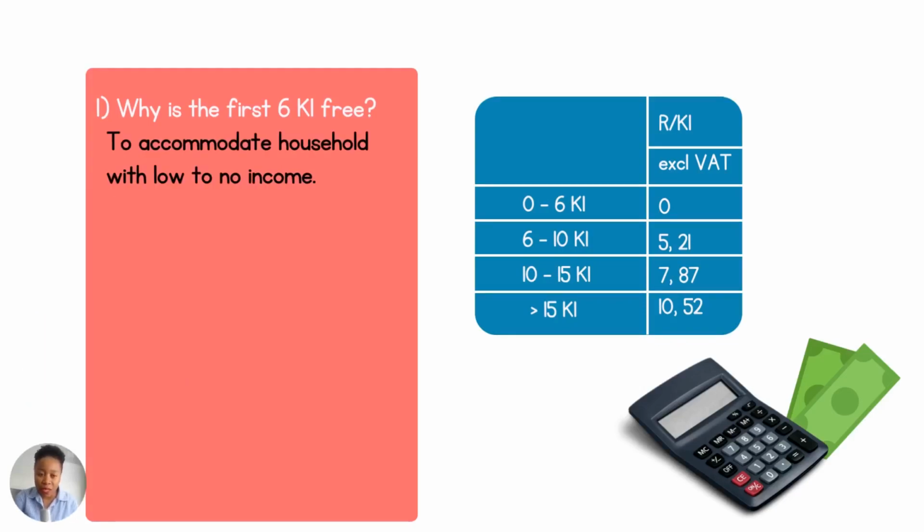So to answer the first question, the government does this to accommodate households with low to no income, okay? Because we all need water, and without water, we can do nothing. So hence, they show leniency when it comes to the charges of water. So if you don't want to pay anything, then you better stick to using less than 6 kiloliters.